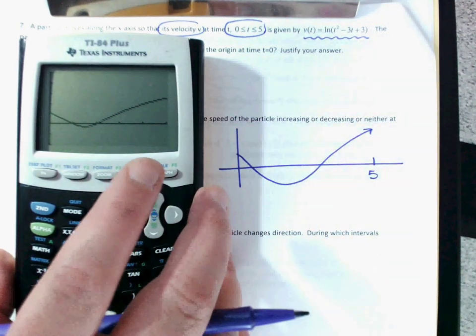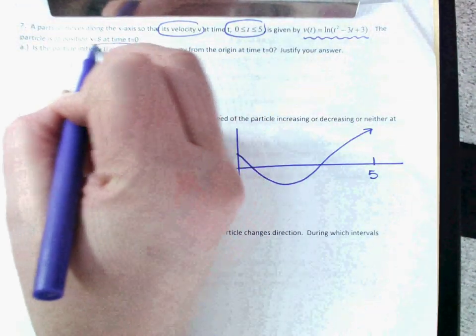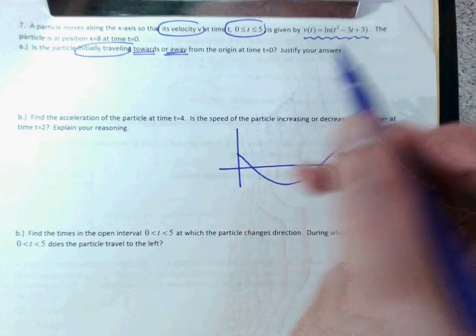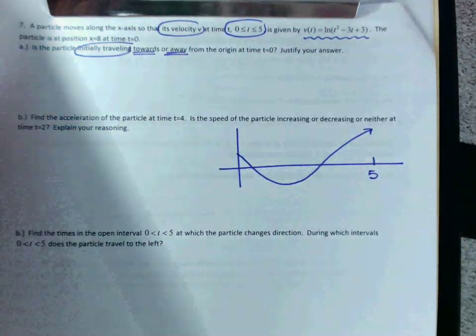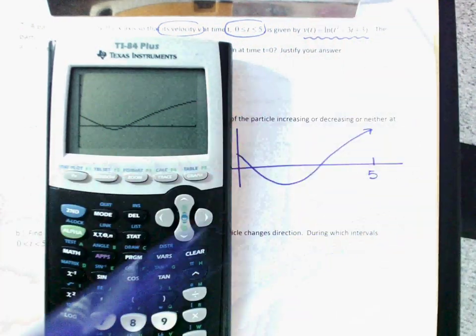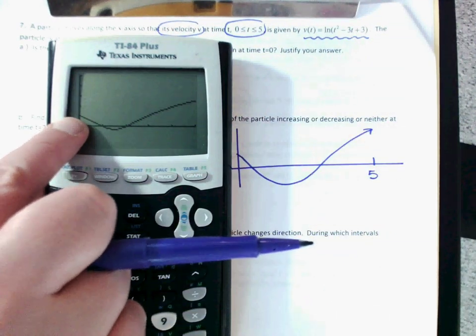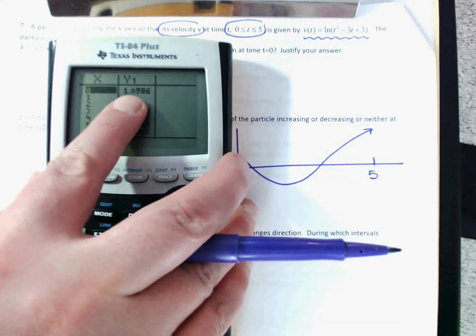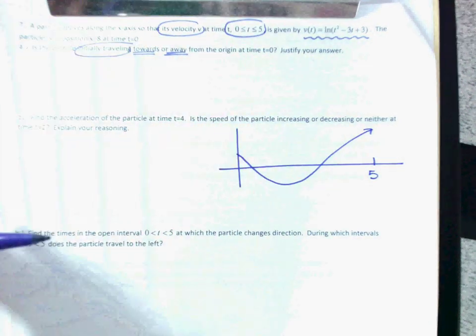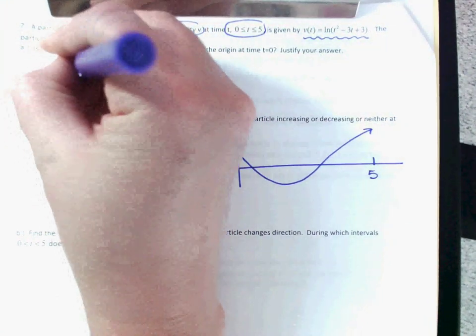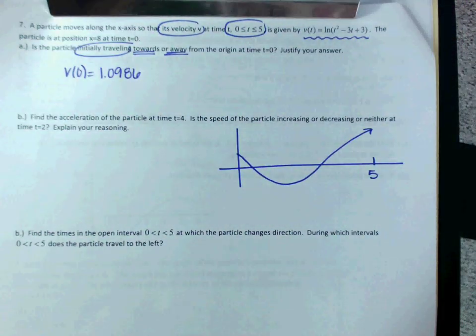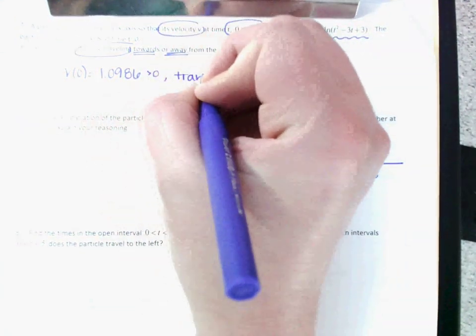Okay, let's look at our question. Part A: is the particle initially traveling towards or away from the origin at 0? Well, let's think about what we know. First thing that we know is that this is my velocity graph, right? This is v of t. So at 0, I can see that it's positive. Now, if I want to know exactly how positive, I can go into my chart. At 0, the y value is 1.0986. So v of 0 is 1.0986.